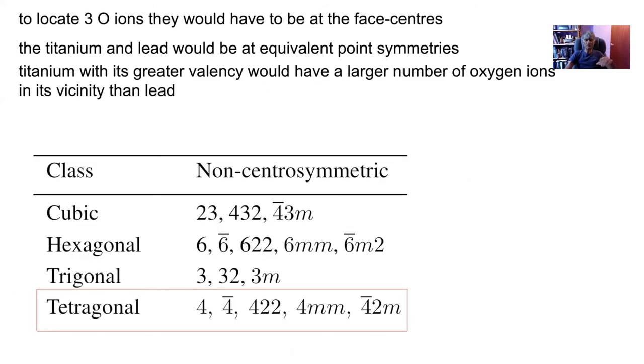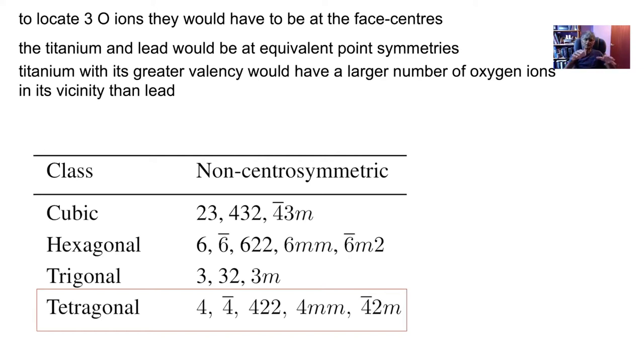So we know that it's tetragonal. So we go back to our table of crystal classes. And if it's tetragonal and non-centrosymmetric because it's piezoelectric, then these are the only possible point groups that we can access. And you can imagine that if we have three atoms in the unit cell, then they would have to be at the face centers, because there are six faces to the tetragonal cell and each face is shared between two unit cells. Therefore, there can only be three oxygen atoms per unit cell.